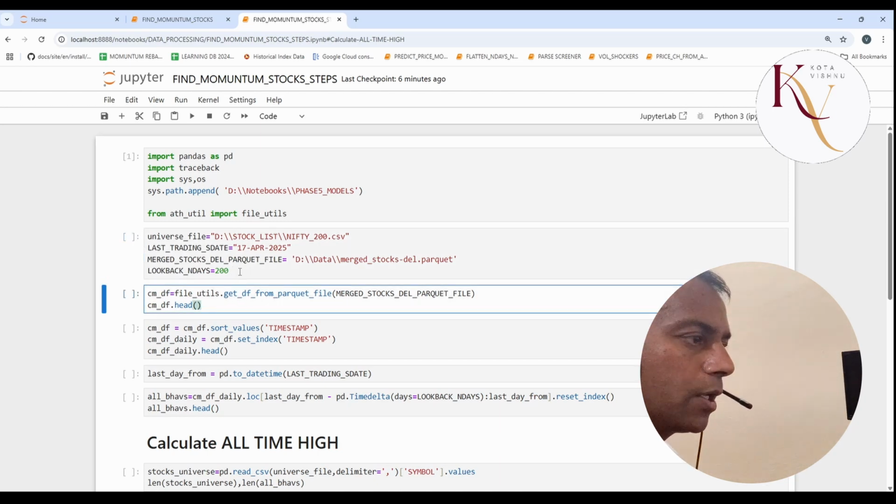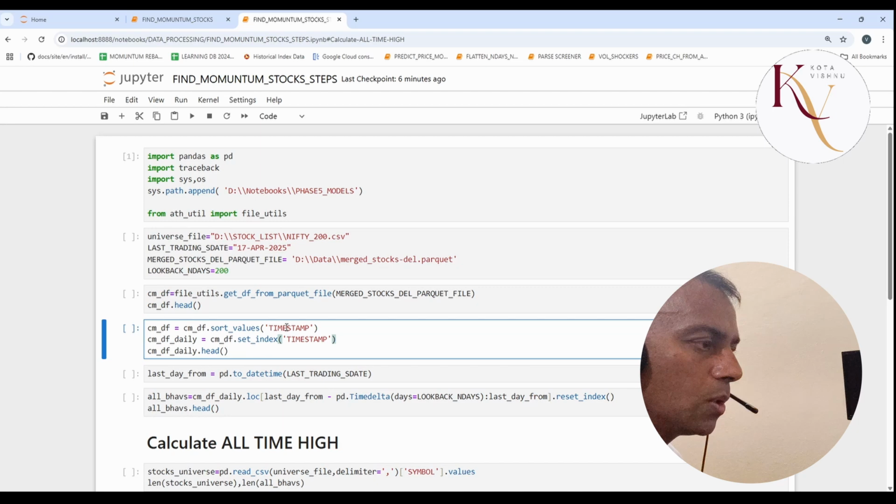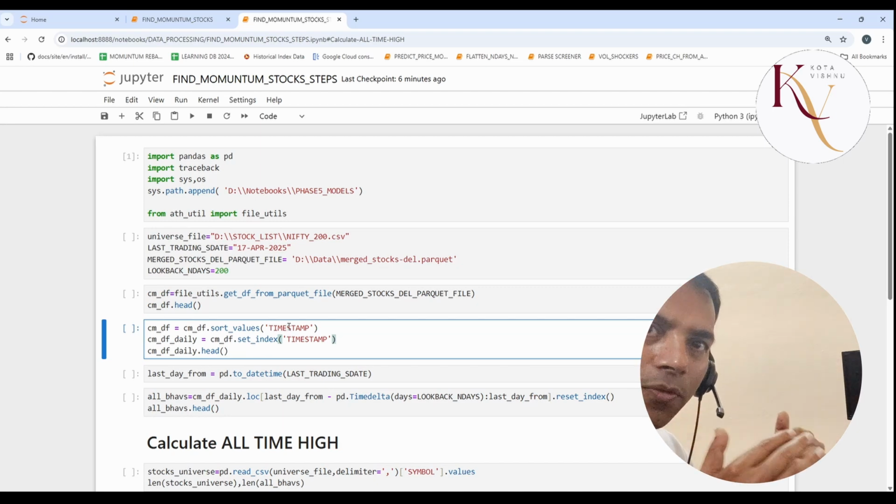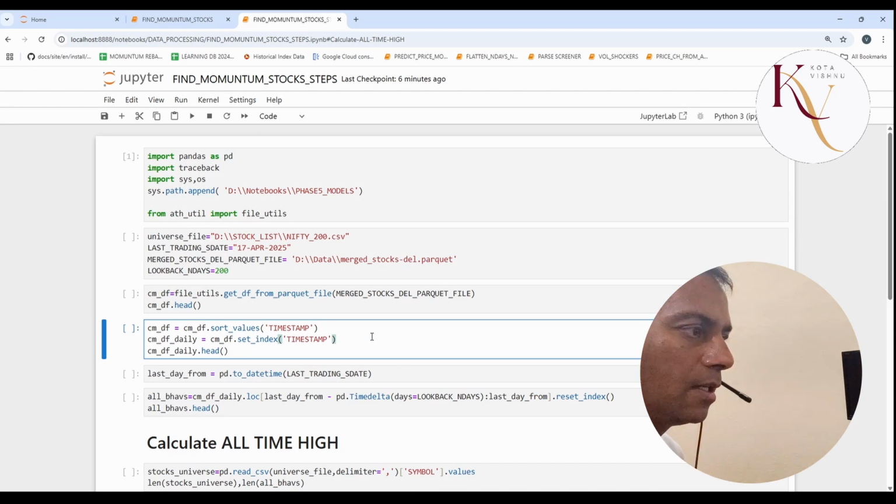Here we are getting all the stocks from within our database. I have around 3 to 4 years of data, but we are choosing only 200 days in this case. First we have to sort by timestamp so that we make sure we have the latest data, the last 200 only. We don't want the historical data, just the last 200.